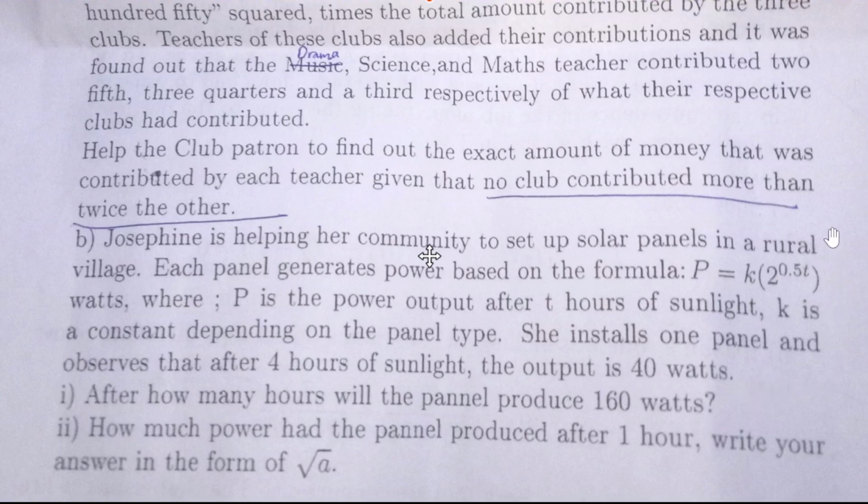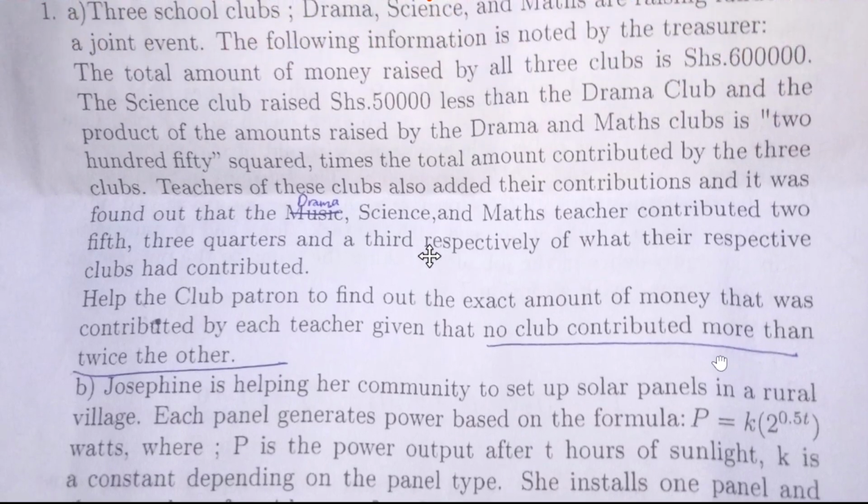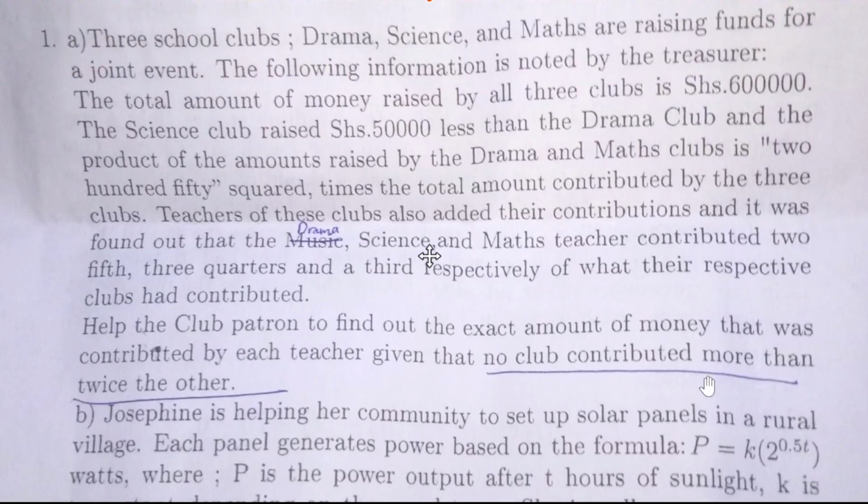So this is a question calling for application of indices and logarithms. The tasks are here. After how many hours will the panel produce 160 watts? Then how much power will the panel have produced after 1 hour? We are requested to write the answer in the form of root A. So we're going to give expected responses to this item.